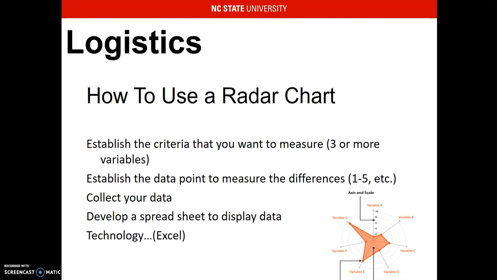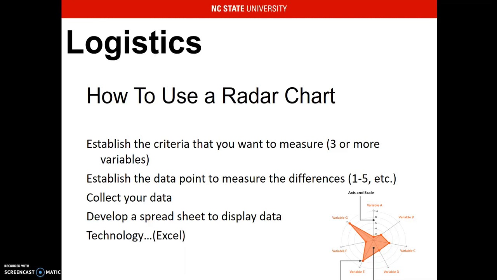If you have multiple variables, then you would set data points between 1 and 5 or 1 and 10, and determine how you would judge those. So 1 being the least amount of change that took place, or least effective, and then 10 would be the most effective. You would then collect your data.